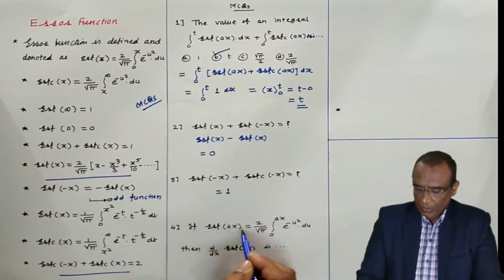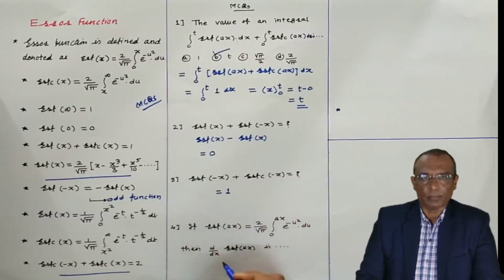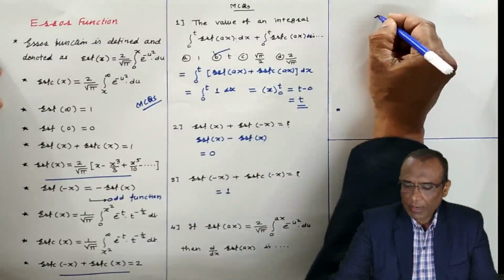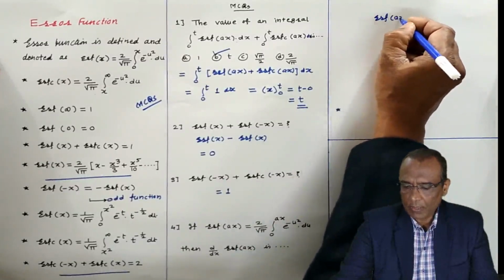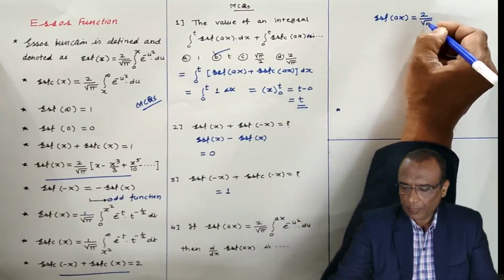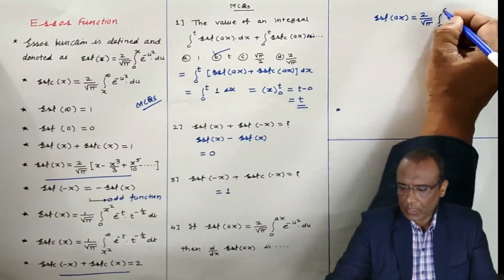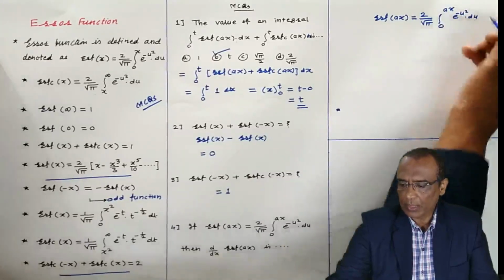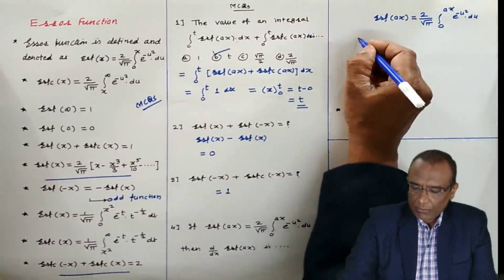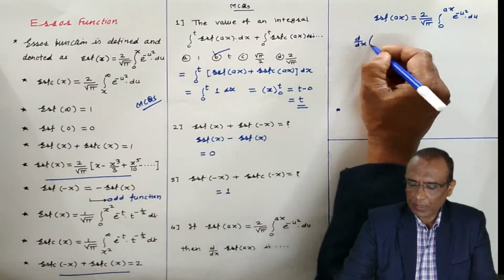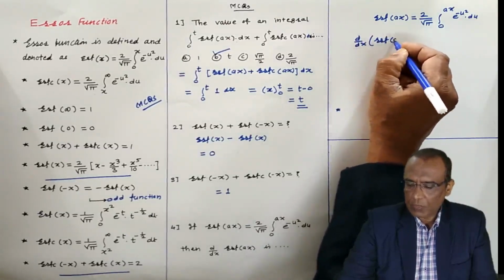Now, if error function of ax is given, then derivative of error function of x I want. Here, what is given to you? Error function of ax is given, which is 2 by root pi integral 0 to ax e to the power minus u square with respect to u. I want derivative of this, taking derivative with respect to x, where x is a parameter here. I am taking derivative with respect to x.